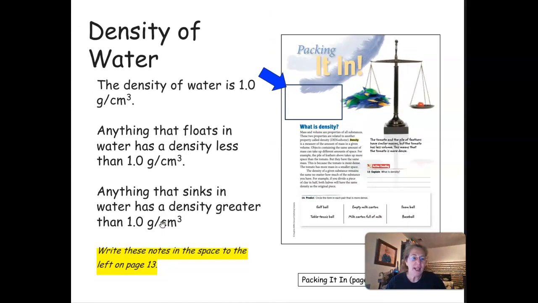So I want you to write that information about the density of water on this space that you have that's empty on this page 13. So pause the video, write in this information, and then come back to the video when you're finished.